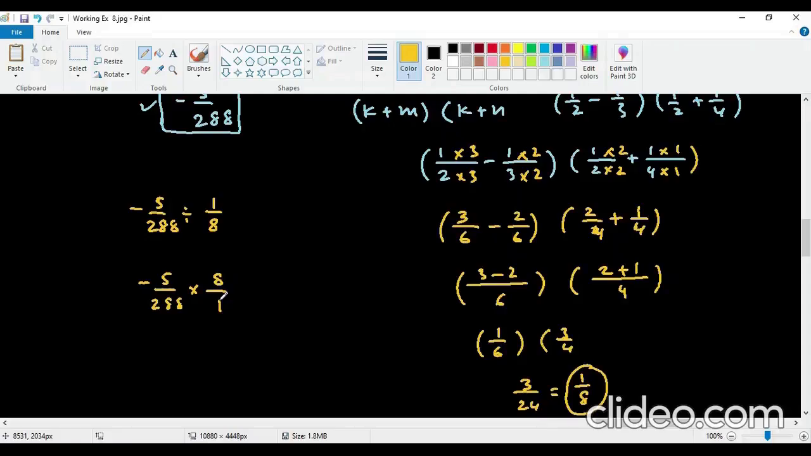And when 288 is divided by 8, it is going to give you 36. So minus 5 over 36 is going to be your final answer of question number 50. This is the answer for question number 50.